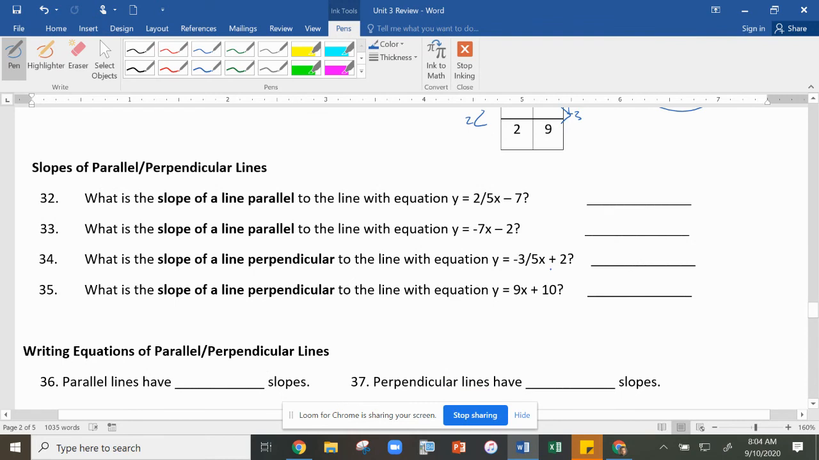All right, slope of parallel lines. The slope of a line parallel to this is going to be the same, so it's going to be 2/5. The slope of a line parallel to this is the same. It's going to be negative 7.